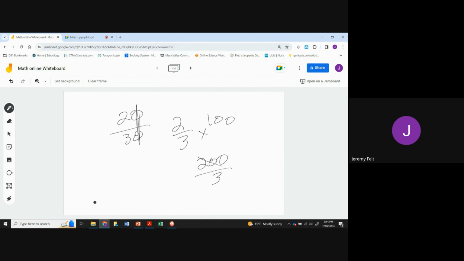3 goes into 20 six times, with 2 left over, it goes into 20 again, 6 times with 2 left over, so 66.6 repeating forever, or 66 2/3%.